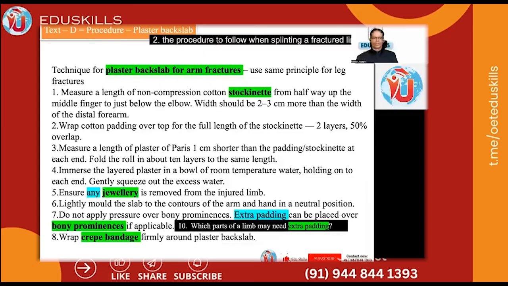Bony prominences. These things I think you must know. I don't know, I'm not a health professional. You should be knowing these things by general knowledge.